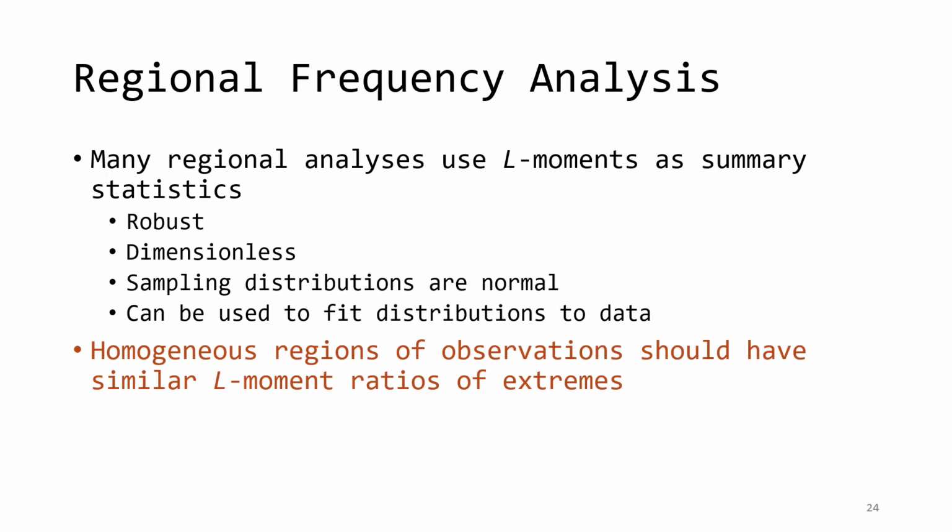regional models. The key to the regional analysis is that we will find that homogeneous regions of observations will have similar L moment ratios for their annual maximum or partial duration series. This lets us do two things. One, it helps us identify what the probability distribution for the region is, and two, identify if our region is truly homogeneous or not.